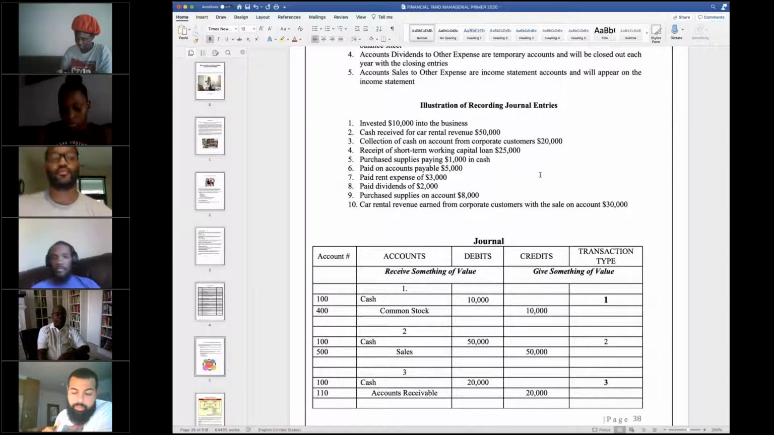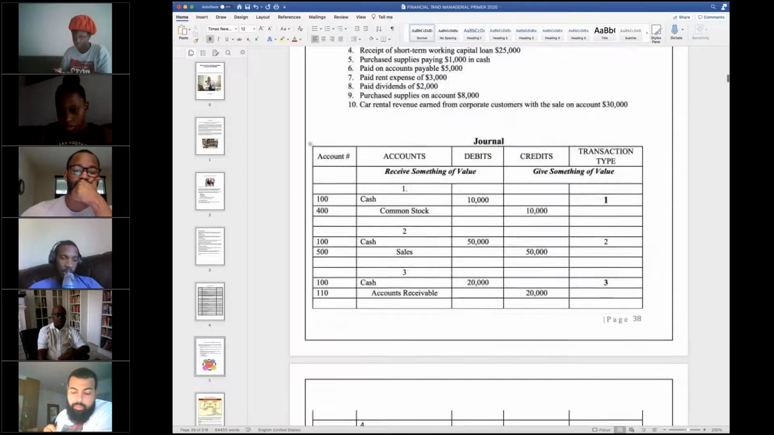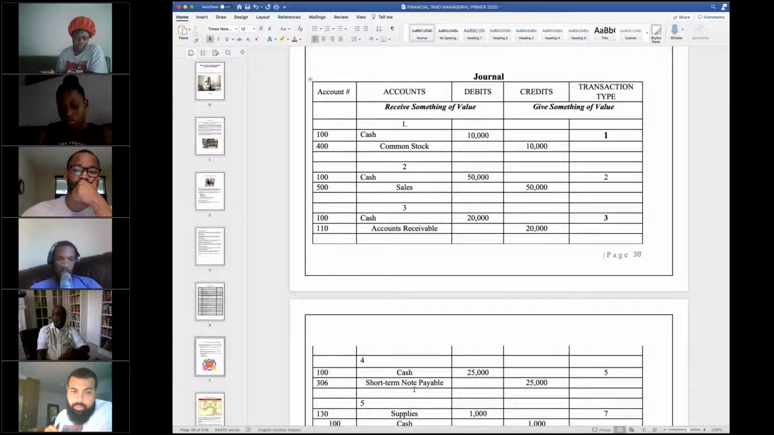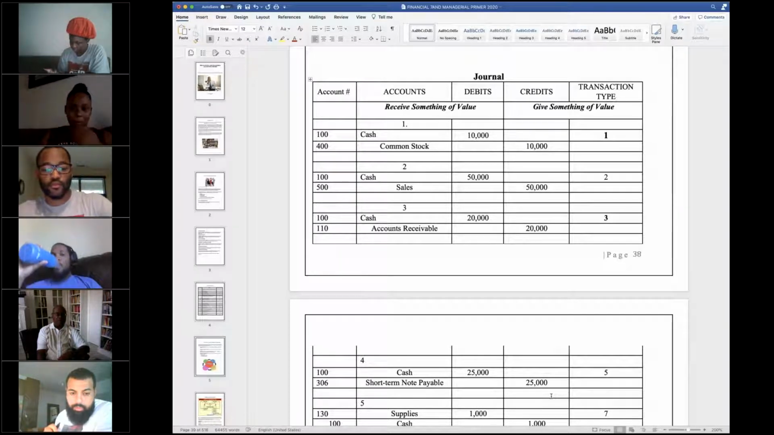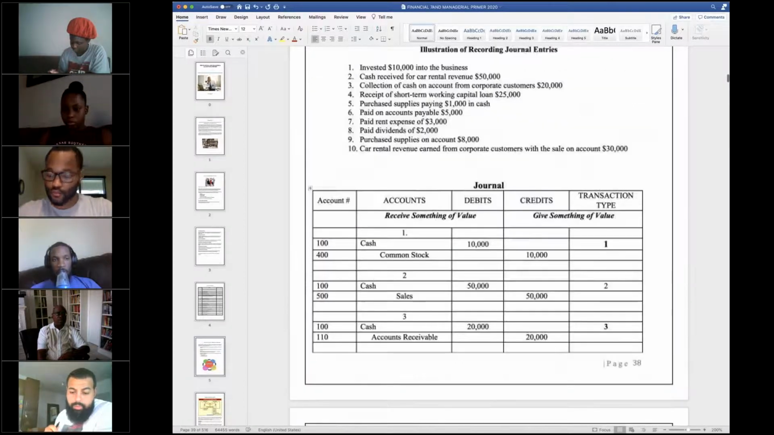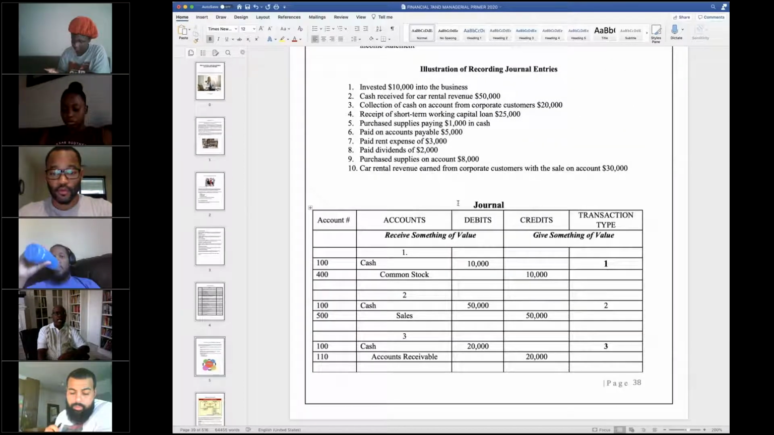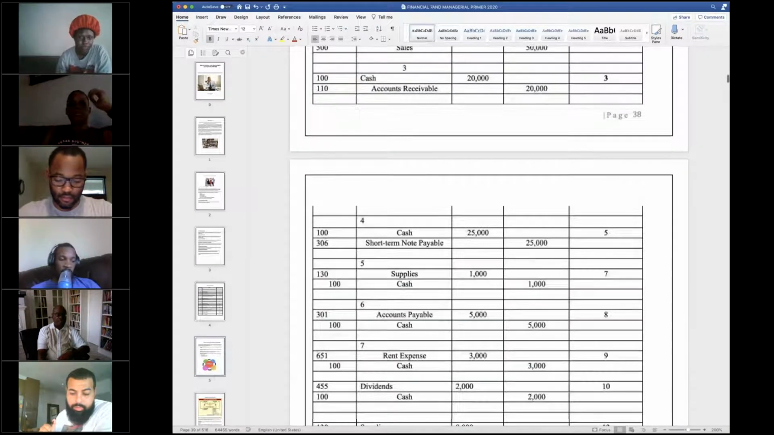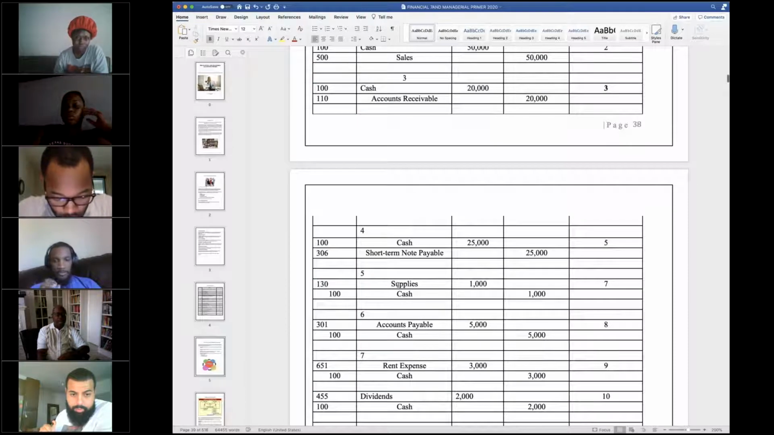And you see the types that are coming up. Number 4, receipt of a short-term working capital loan: debit cash, credit short-term note payable. Number 5, then you purchase supplies paying cash: debit supplies, credit cash. So in the first four, cash came in and you debit the cash.